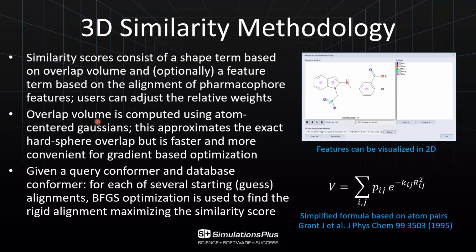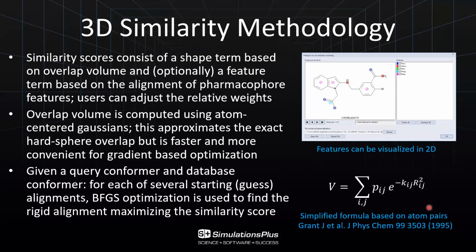The overlap volume is computed using atom-centered Gaussians. So this approximates the exact hard sphere overlap, but is faster and more convenient for gradient-based optimization. So there was a paper from 1995 where this functional form was introduced.